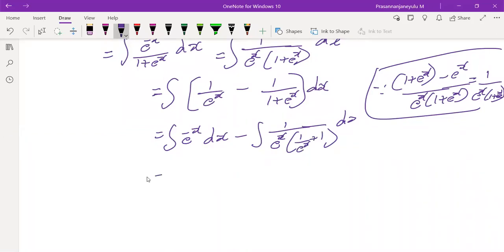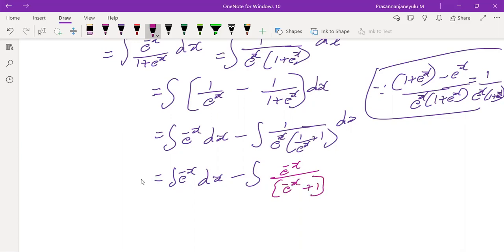Now, integration of e power minus x into dx minus integration of, can I take this e power x to the numerator? It is going to become e power minus x. This step is the only important one. e power minus x by, and the denominator also I am writing as e power minus x plus 1. What is the differentiation of the denominator part? Check it out. Minus e power minus x. It is like that only in the numerator part.